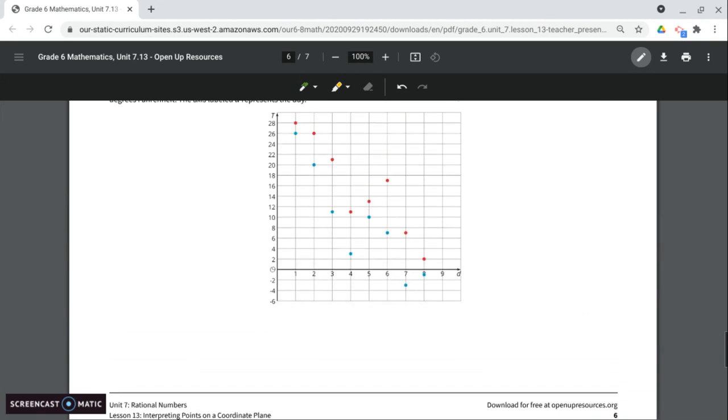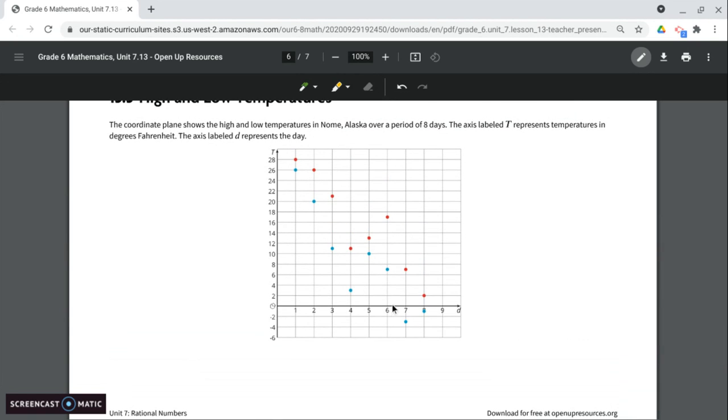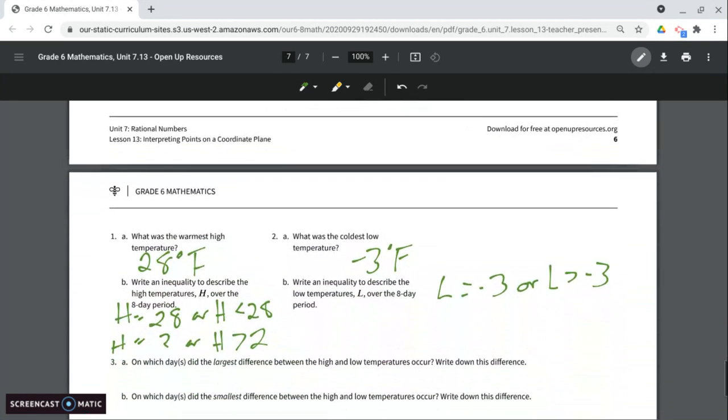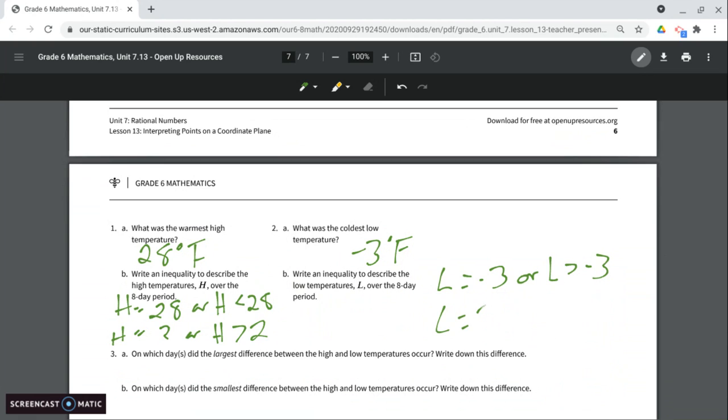So now we want to look, what's the highest low temperature we had? Well, it looks like 26 up here was the highest low temperature. So L equals 26 or L is, not greater than, L is less than 26. So it's showing that our range is between 26 and -3. Any value in between there was a possible range for our low values over those 8 days.